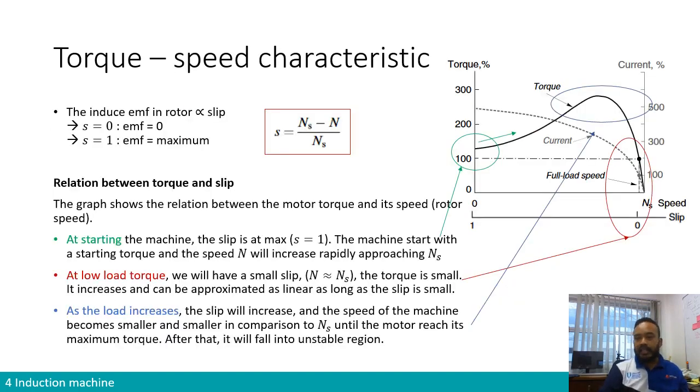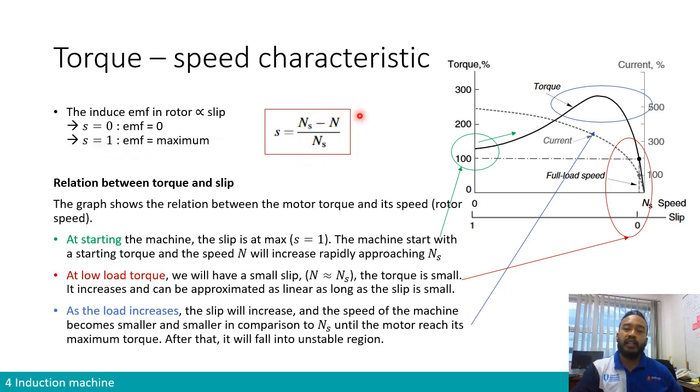Now, understanding that, we can look at the torque-speed characteristic of the machine. We know that the induced EMF in the rotor is proportional to the slip, right? So if you have slip equal to 0, that means the speed of the rotor and the synchronous speed are equal, then you will not have EMF. No torque. If you have the slip equal to 1. 1 is a ratio, right?